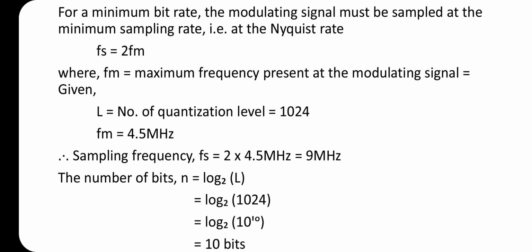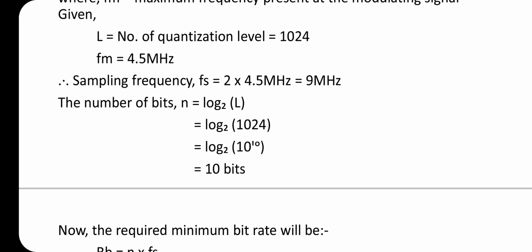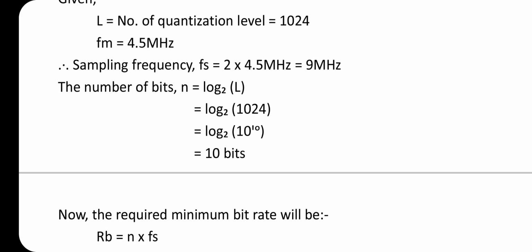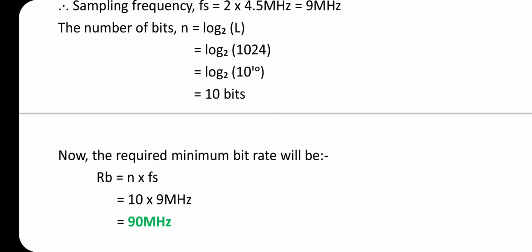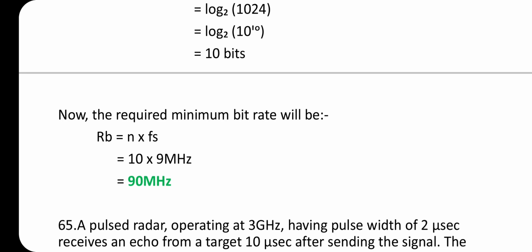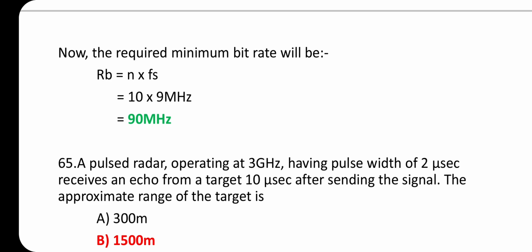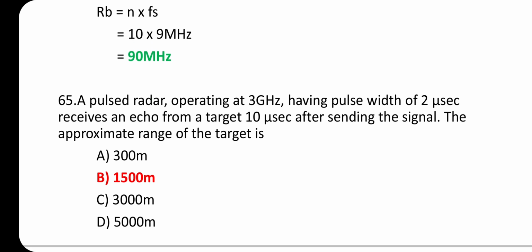Here given L equal to number of quantization levels equal to 1024 and fm is 4.5 MHz. Therefore, sampling frequency Fs equal to 2 fm, 2 into 4.5 MHz, we will get 9 MHz. Therefore, the number of bits n equal to log 2 of L. Substituting L equal to 1024, we get n equal to 10 bits. So, substitute this value of n in the required minimum bit rate Rb equal to n Fs. That is n equal to 10 and Fs is 9 MHz. Rb equal to 90 Mbps.